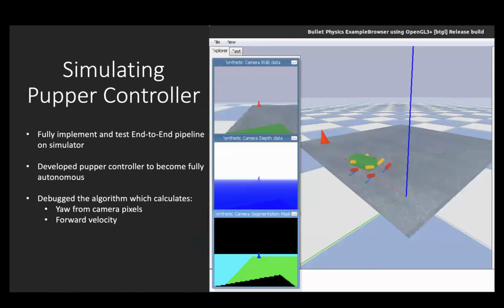So in trying to figure out how to actually go forward, and especially returning, we heavily used the simulator because we can get the exact outputs without any lag, and we can really mess around with the buffer without any damage to the real buffer. So we used the simulator to develop the buffer control, to develop that follow controller and buffer controller, which I showed in the previous slide. And we also developed the algorithm which calculates the yaw from the camera pixels.